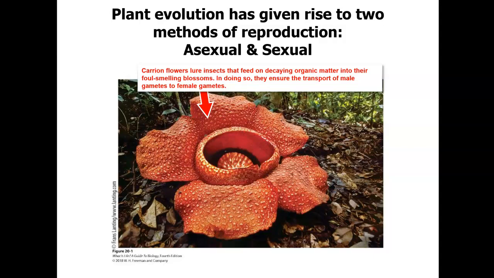Now here you see what's referred to as a carrion flower. This flower smells like rotting meat. The reason it smells like this is to lure insects into it, to help feed on the dead, decaying organic matter or foul smell of those blossoms. And when it does this, it ensures that the male gametes get transported to the female gametes. So things that are particularly fond of this type of flower are going to be things such as flies.